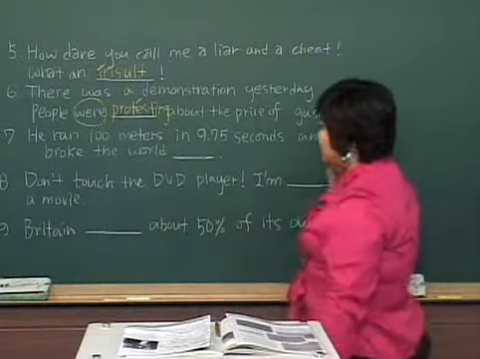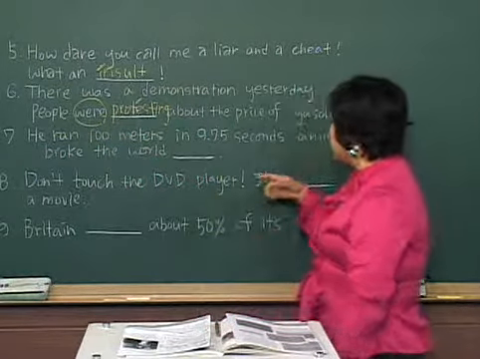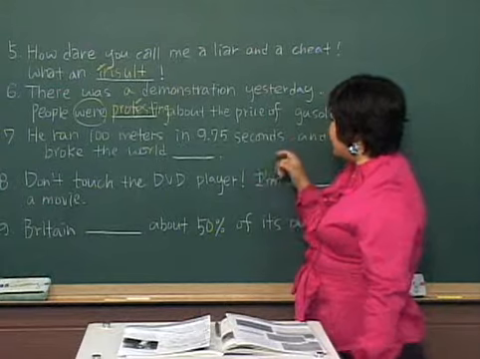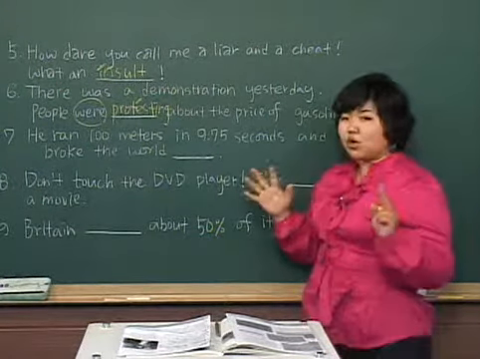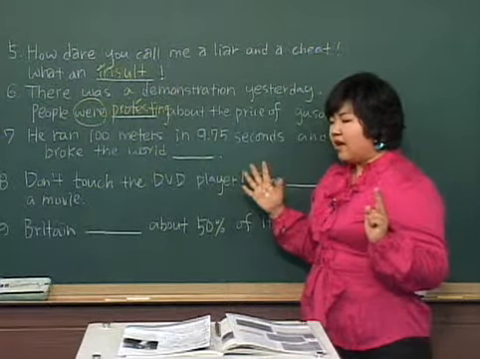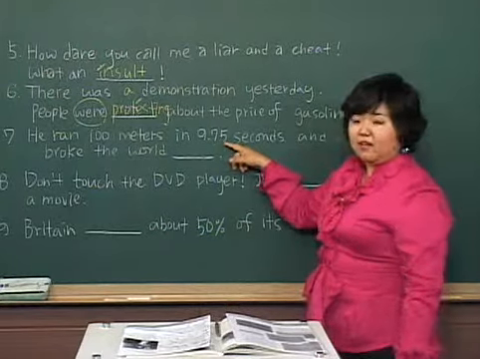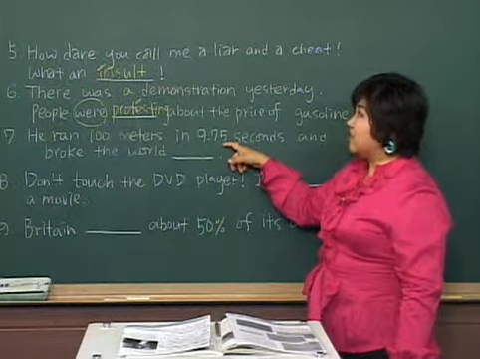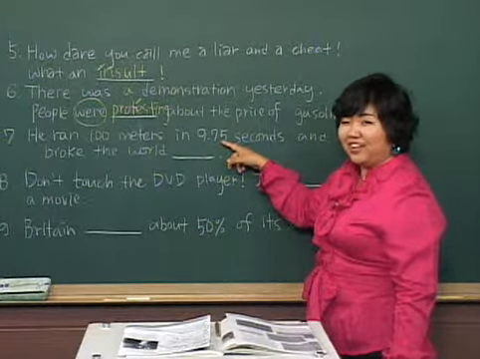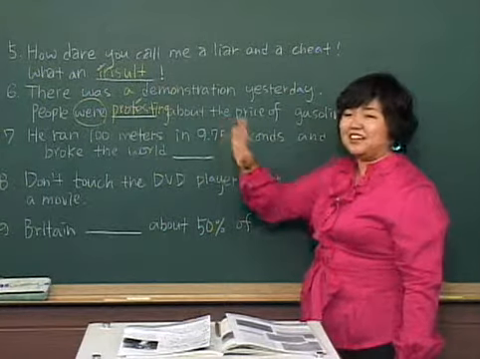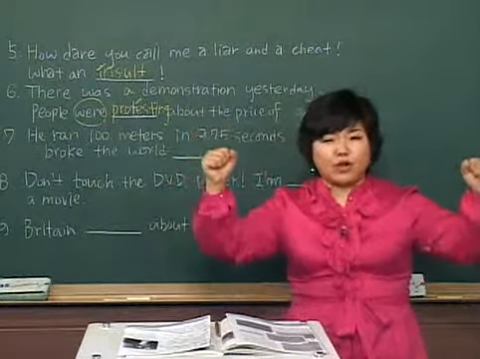You heard it, right? And we go to number 7. He ran 100 meters in 9.75 seconds. Wow, he's really fast. And broke the world blank. I think the world record is lower than that. I don't know, maybe around 7 seconds? But it's not that important here. What's important here is he broke the world record.